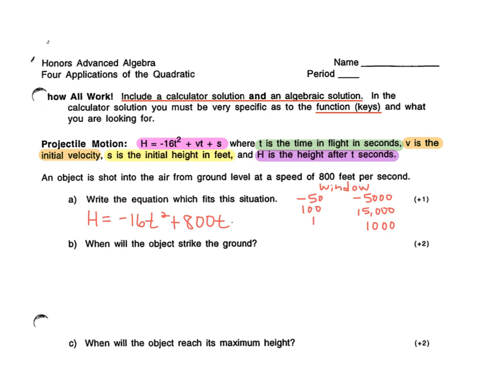All right, part B, when will the object strike the ground? So think about how we would algebraically find that. If the object strikes the ground, that's going to be when your height after t seconds, or sometimes I refer to it as the ending height, is equal to 0. So pause the video, find when the object will strike the ground algebraically.